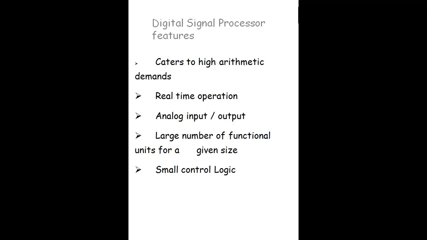What are the features of a digital signal processor? It caters to high arithmetic demands and real-time operations, with analog input or output, a large number of functional units for a given size, and small control logic. This information is also helpful for Unit 5, because Unit 5 covers digital signal processors, DSP architectures, DSP applications, and DSP addressing modes, which will be carried out there.